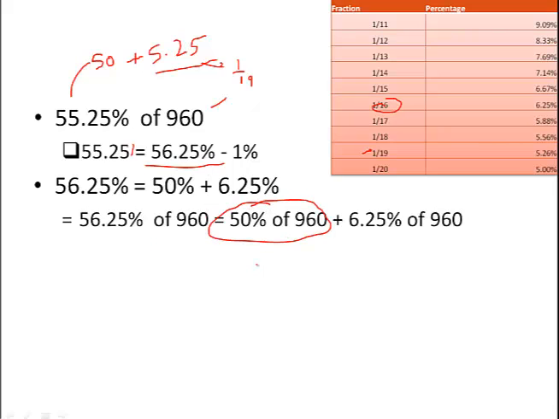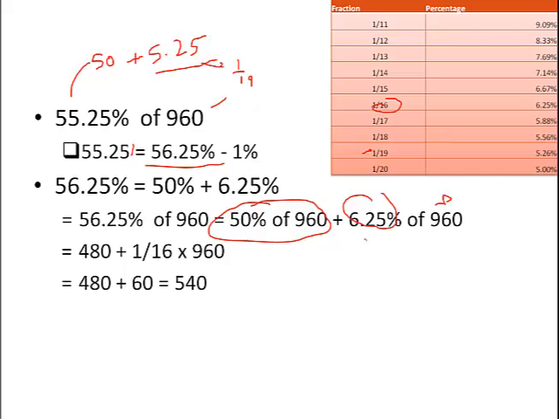50% of 960, you know what is the half of 960, very easily to calculate, and 6.25 is nothing but 1/16th of 960. Okay, so here the answer would be 540. For 480 is half of 960, and 1/16 is 60, and 540 would be, it's again not the exact answer.